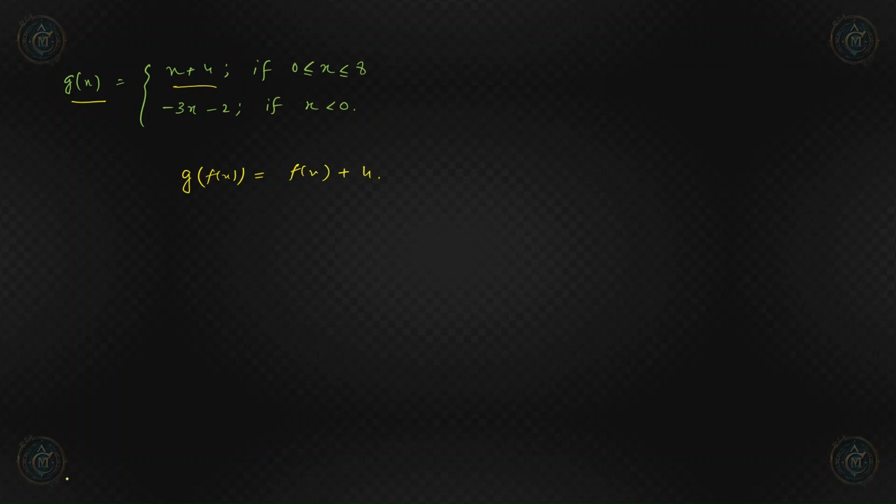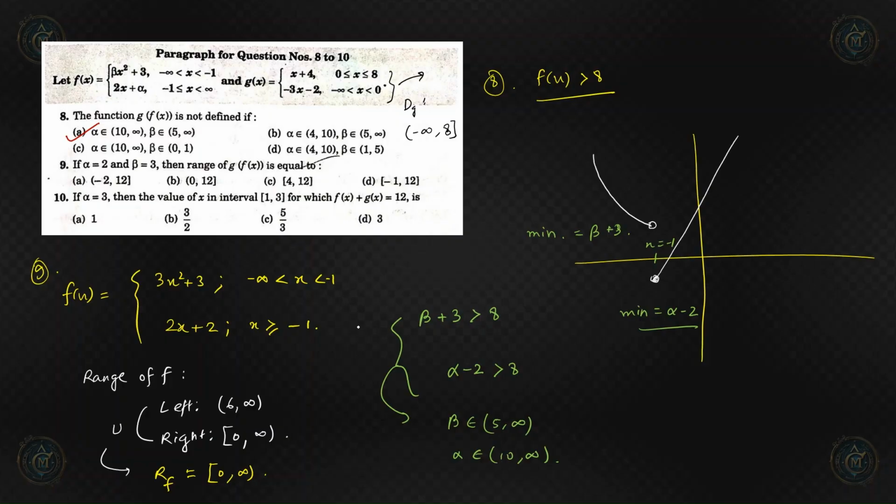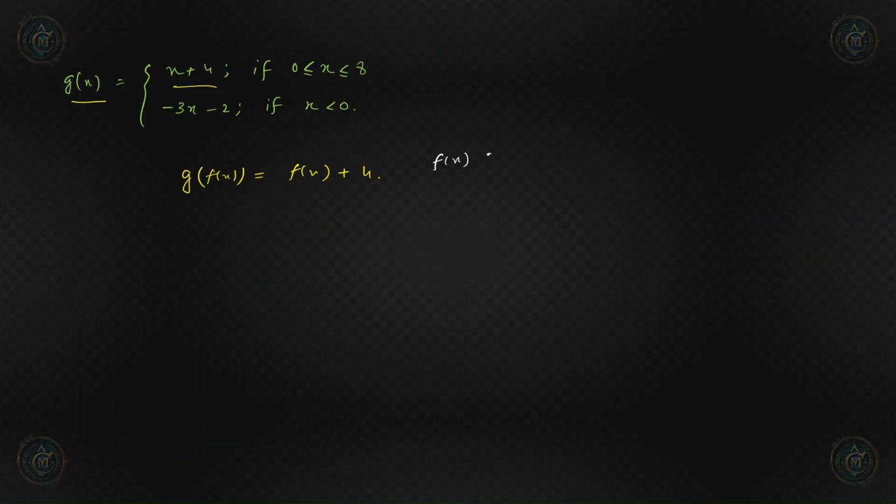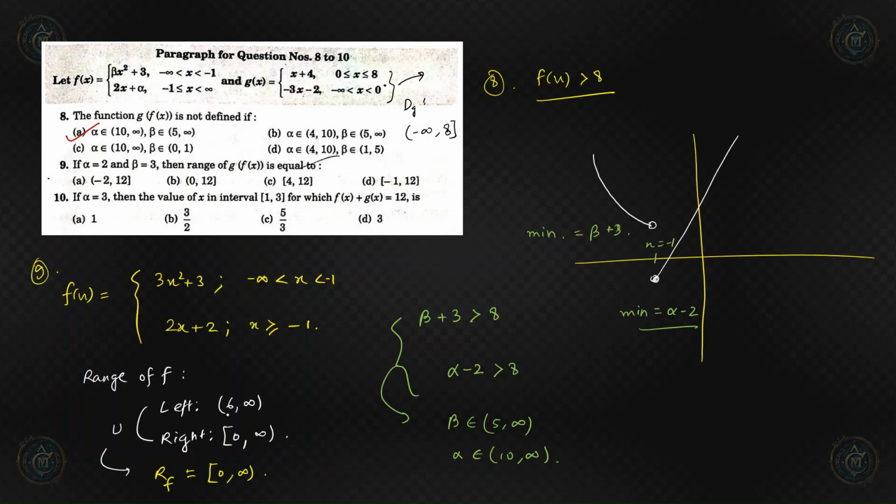So if we try to find the minimum and maximum values of g of f(x) in this interval, f(x) belongs to closed 0 to closed 8, because the domain of the function g(x) is defined up to closed 8. So we must have f(x) in [0, 8]. This is simply a linear function in f(x), so g of f(x) will vary from 4 to 12. What will be our correct option here? The correct option in this case will be option C.